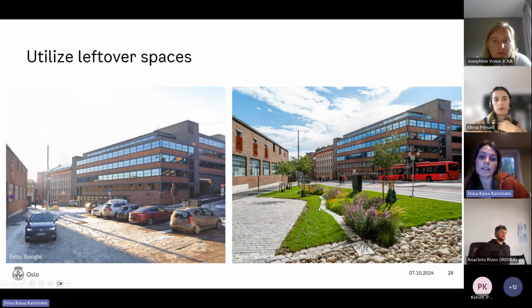And lastly, here's an example of utilizing leftover space, a small parking lot in the middle of the city where there were stormwater issues, still are, but it's a little bit better. The entire parking lot has been made into a rain garden, which works pretty well.